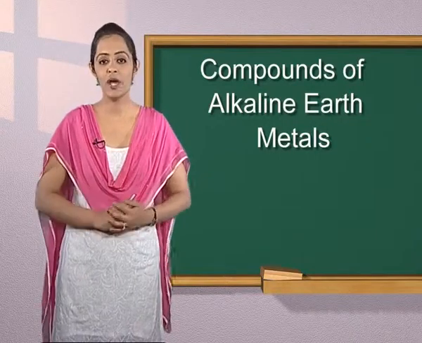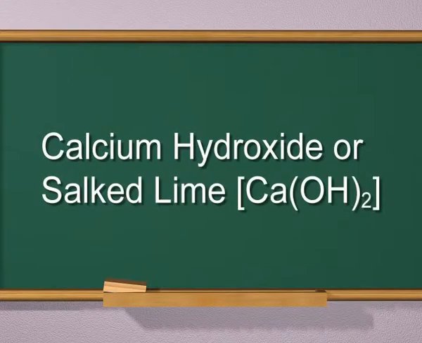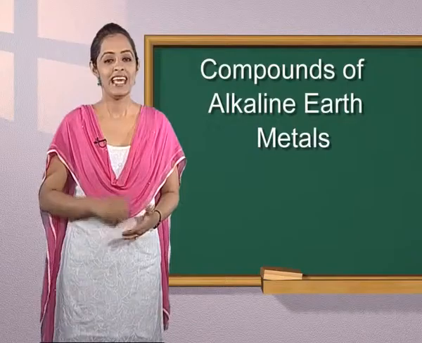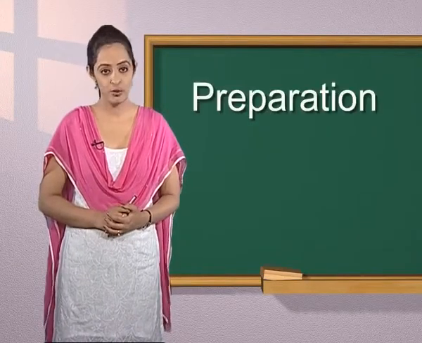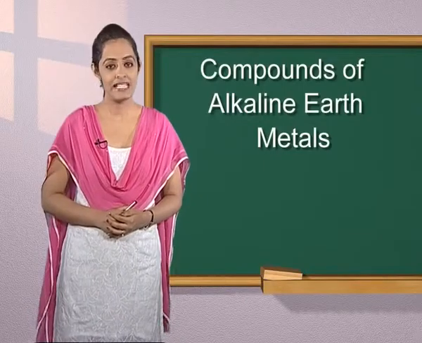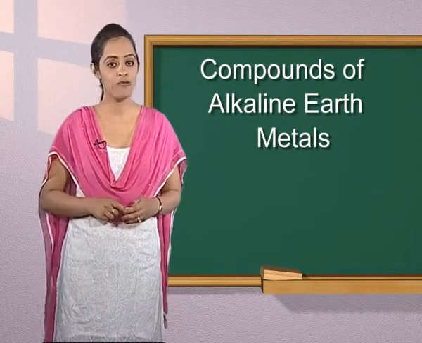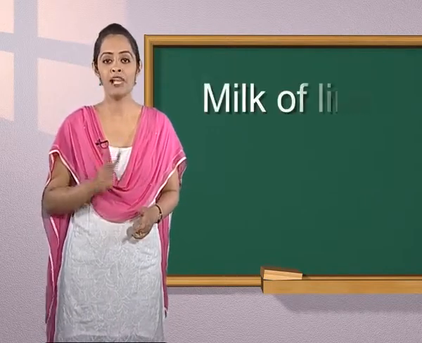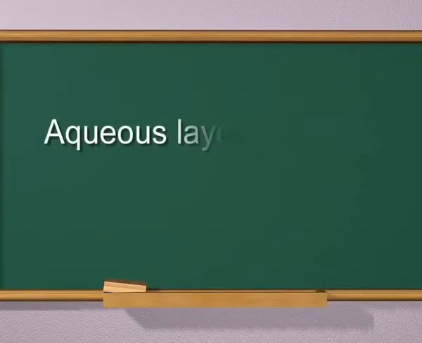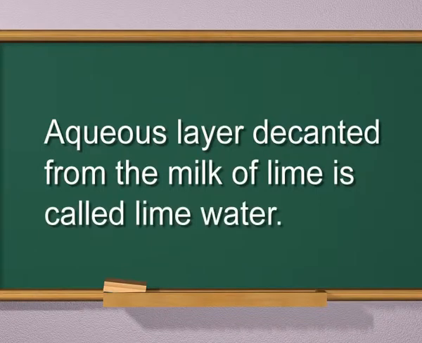Children, we will now learn about calcium hydroxide or slaked lime, represented as Ca(OH)2. Let us begin with its preparation. Slaked lime is formed by adding water on quicklime. Slaked lime is a solid mass and its suspension in water is known as milk of lime. The aqueous layer decanted from the milk of lime is called lime water.